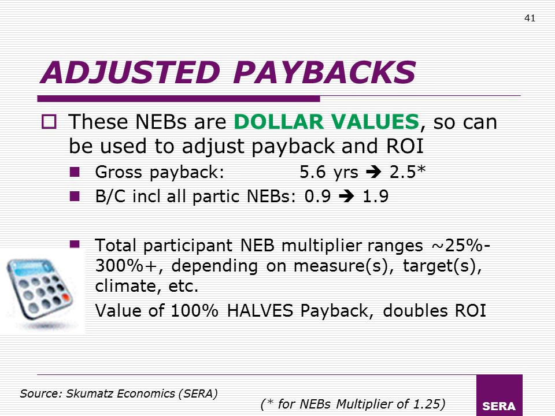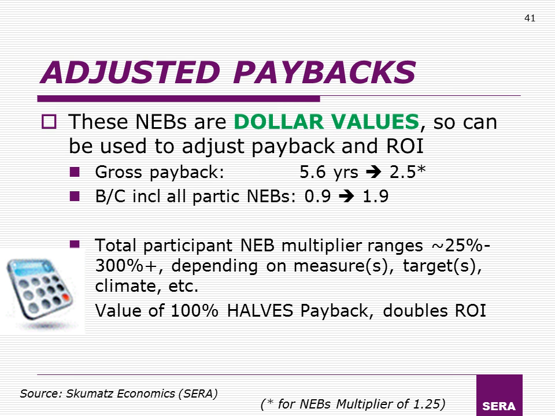1.25 times the energy savings. That's a value of 100%, which halves the payback and doubles the ROI. If you're at a gross payback of 5.6 years, adding in NEBs of the value I mentioned could bring that to 2.5 years. If you have a benefit cost that included the participant NEBs of 1.25, then you could move the benefit cost from 0.9 up to 1.9. It really has a dramatic effect.